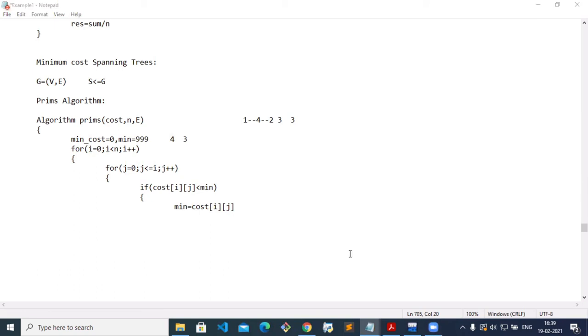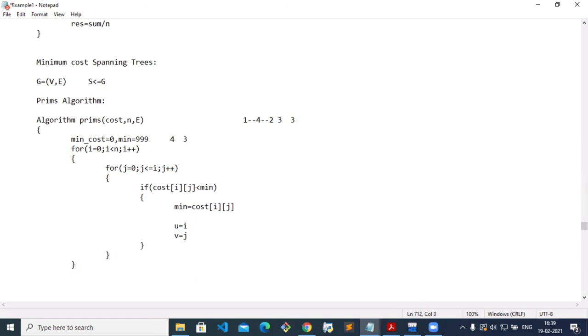Next thing is what I am updating: u equals i and v equals j. What does it mean? I am considering whatever minimum value you have considered. So 1, 3 I am considering. Now my u equals 1 and v equals 3. Next, what I am doing, observe carefully. I am closing all the loops.